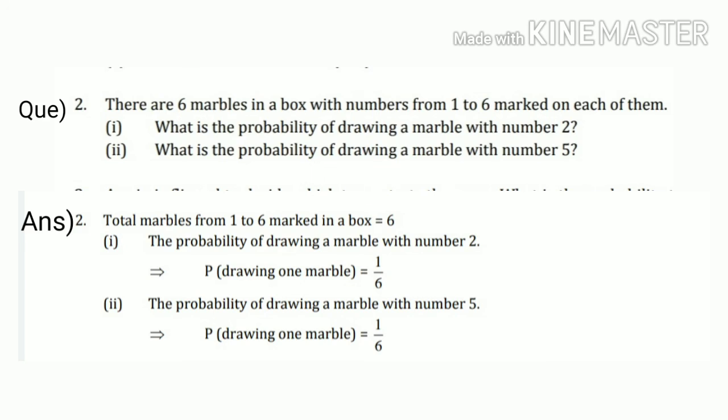There are 6 marbles in a box with numbers 1 to 6. What is the probability of drawing a marble with number 2? So you know the formula, that is the number of ways divided by the total number of possible events. So here the total number of ways or chance is 1 out of 6. So the answer will be 1 by 6. While on the other side, the probability of drawing 5 is also the same, that is 1 by 6.